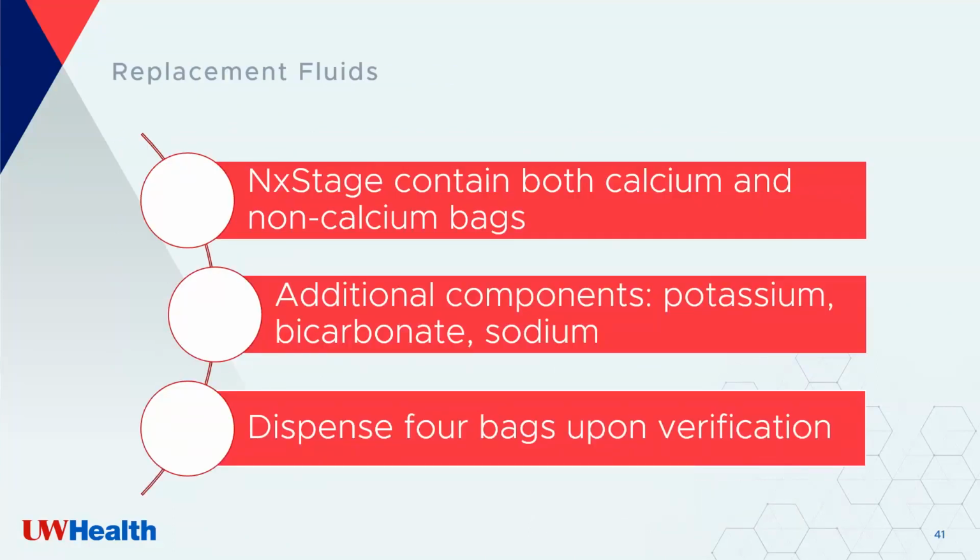In order to help prevent any electrolyte abnormalities, the replacement fluid bags do have electrolytes in them. So we have NxStage replacement fluid bags that are either calcium-containing or non-calcium bags. In these bags, there is often potassium, bicarbonate, and sodium to help prevent these electrolyte abnormalities. When verifying these orders, 4 bags should be dispensed upon verification. Each bag lasts 4 hours, so the nurse only has to hang the bags once a shift. Dispensing the 4 bags allows the nurse to just change it once during their shift.